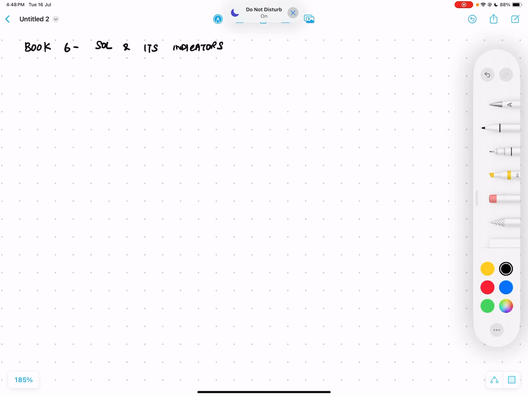Okay, so for this recording, I want to focus on book 6, which is SOL and its indicators. If you look at book 6, it's split into two parts. The first one is part 1, which runs from page 1 to page 36. At the bottom end of page 36, you have tutorial questions for that particular part 1.